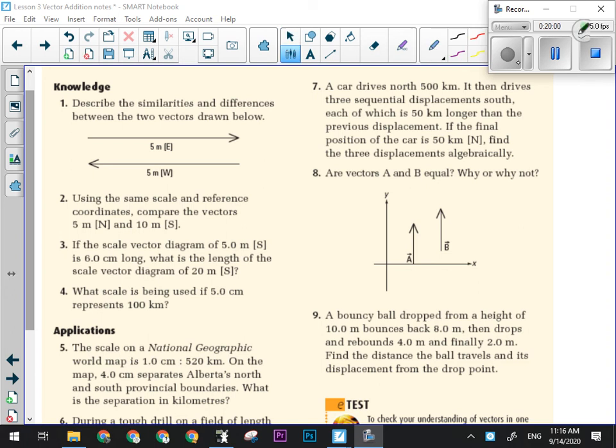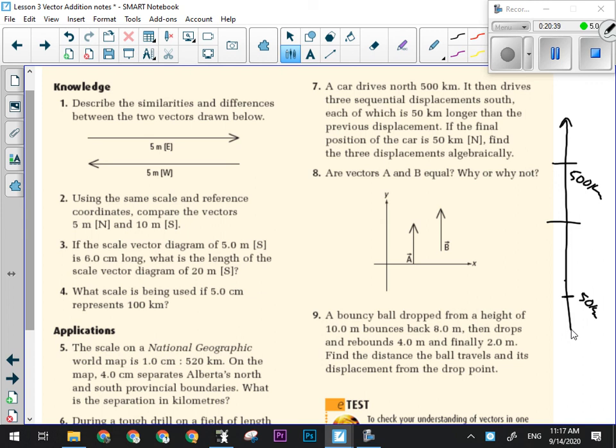So here's what we know. If we draw the diagram, we know that they went 500 kilometers north. Then they came back in 3 different trips, each one 50 kilometers longer than the previous one. What we do know is the final position of the car is 50 kilometers north. So it ended up 50 kilometers north of where it started. So the 3 parts of the trip that they're talking about, which are each longer than the previous one, add up to what?